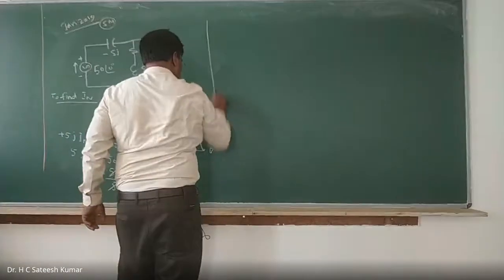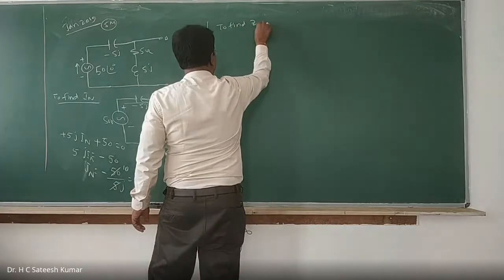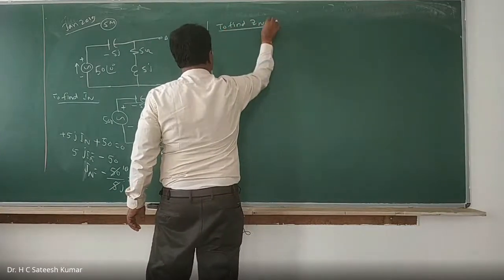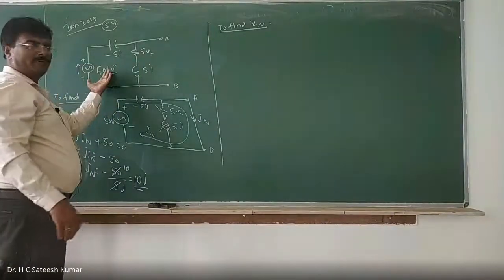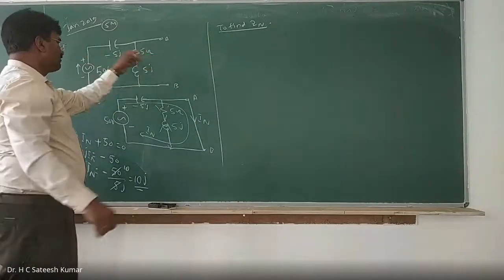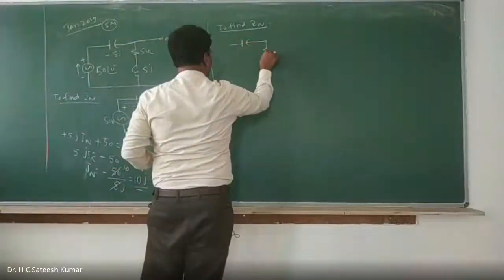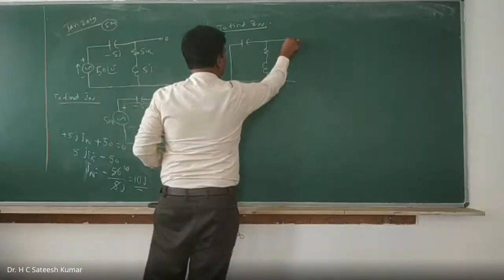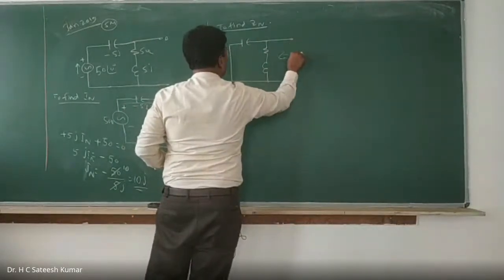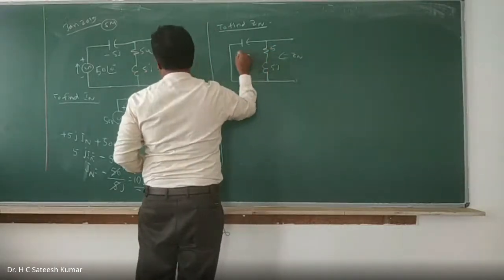Next, to find Z Norton. So here, Z Norton is nothing but the impedance seen from this side, because we don't have a dependent source. Therefore, whatever the impedance seen from this side, keeping all the sources 0, and this is shorted. Zn, 5J minus 5J.